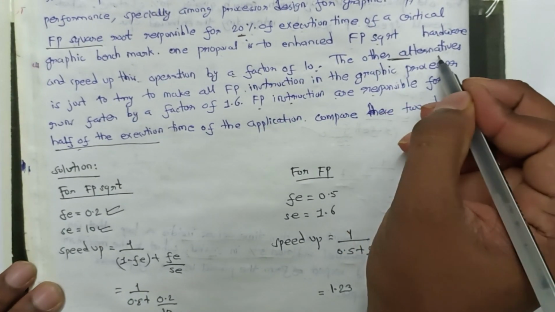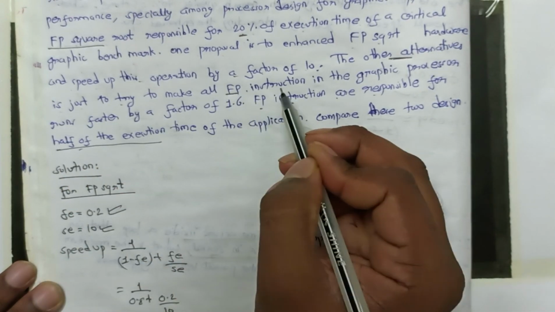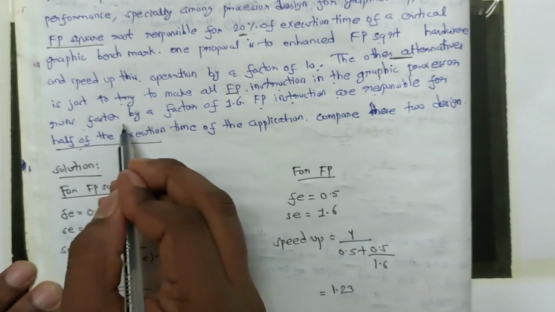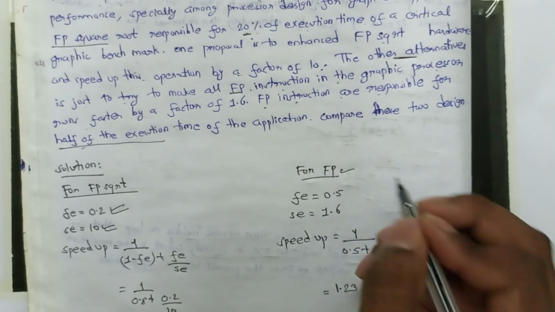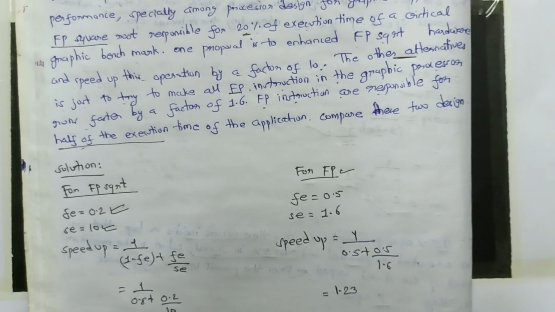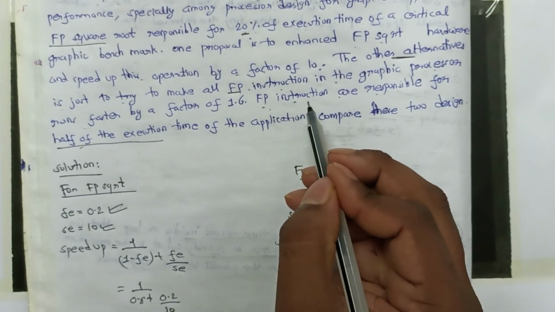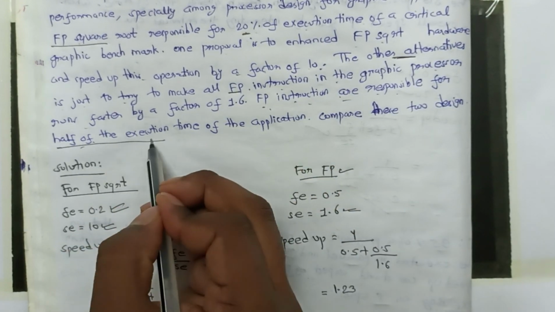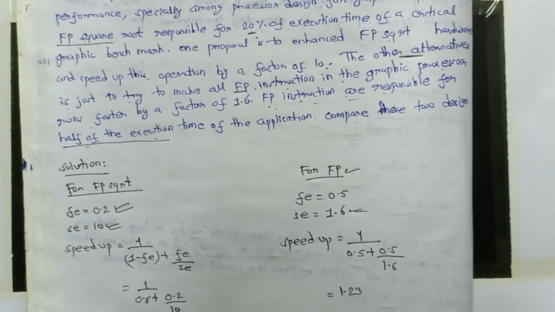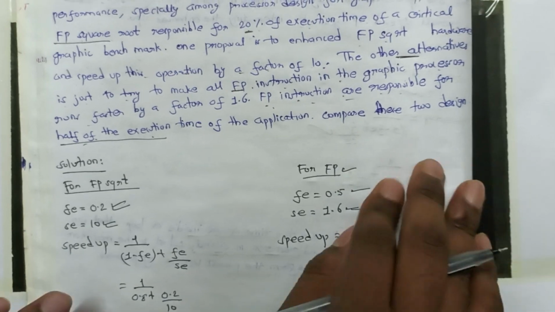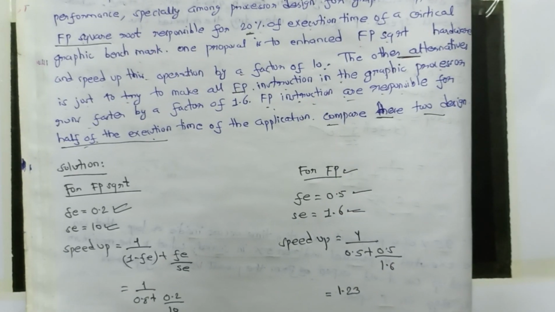The other alternative is just to try to make all FP instructions in the graphics processor run faster by a factor of 1.6. It means the alternative, FP, has a speed enhancement of 1.6, and FP instructions are responsible for half of the execution. It means 50% of the execution is by FP, so Fe is 0.5. The question is to compare these two designs and find out which is better.